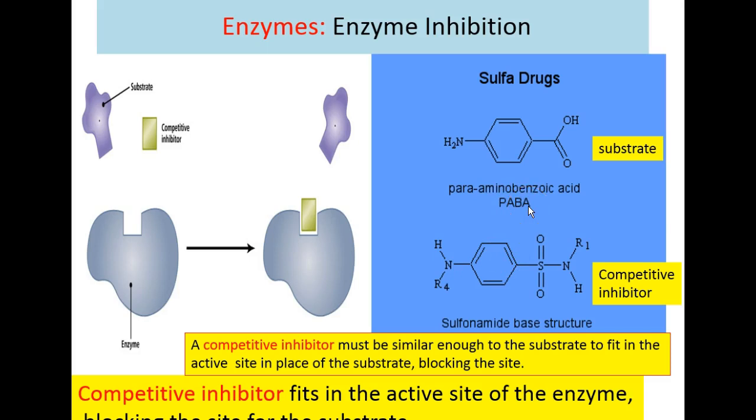When a bacteria is given a sulfa drug, the sulfa drug competes with PABA for the active site of the enzyme in the folic acid synthesis. Once the sulfa drug takes the place of PABA, the enzymes are inhibited and the cells cannot make folic acid. Notice that a competitive inhibitor must be similar enough to the substrate to fit in the active site in place of the substrate, thus blocking the site.